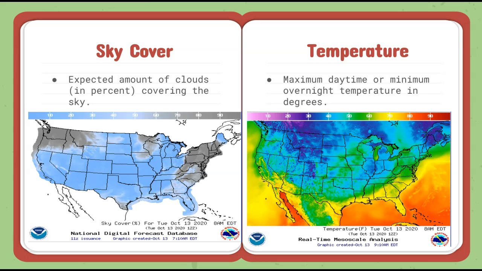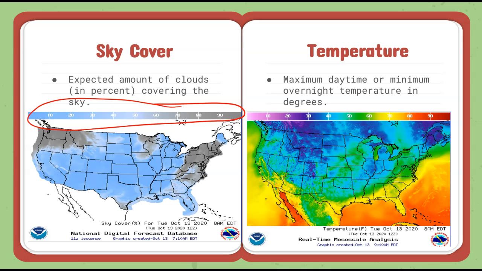Now let's take a look at the sky coverage map. This is the expected amount of clouds, in percentage, covering the sky. You can see across the top a little bar that shows us the numbers from 0 to 100, as well as different colors. Each color represents a different percentage of sky coverage.